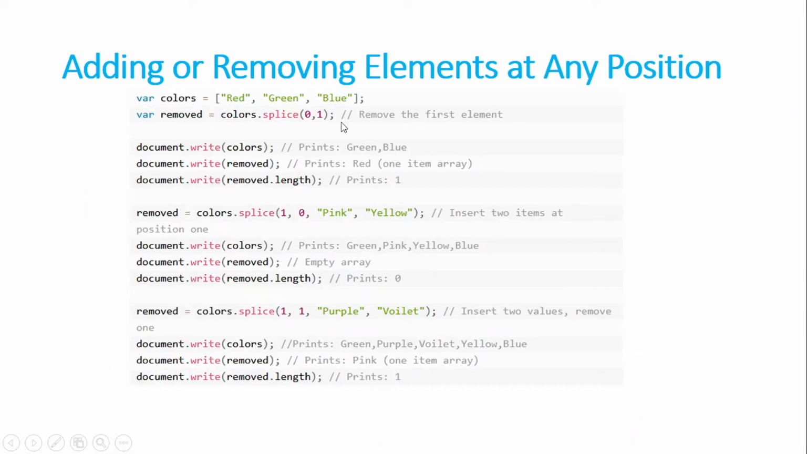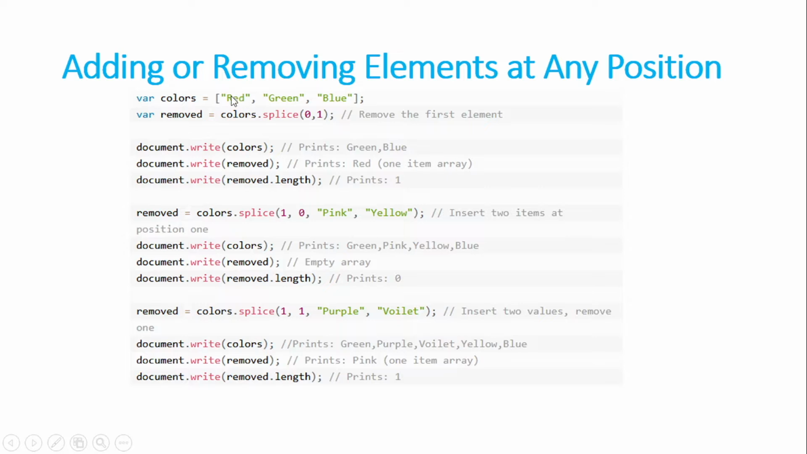Let's see the example. Let's say we have this colors array again. Red, green, blue is the value inside this array. Let's say if you want to remove the first element, how will you do that? In the splice method, you will use the splice method on this array, colors.splice, and in the bracket you will be specifying the index of the element that you want to add or remove. So let's say I want to remove the first element, so I'll be specifying 0 here. After that, I can specify if I want to delete this element or not. So if you want to delete this element, then you will be specifying the number of elements that you want to delete from this 0 index.